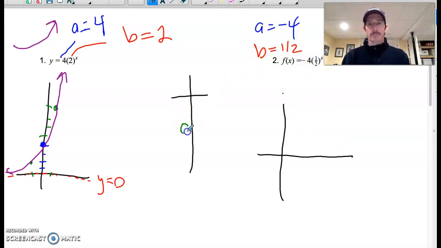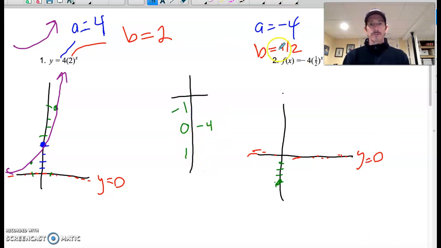So if I were to start by putting a 0 in right here, anything to the 0 is 1. So my initial y-intercept would be at -4. There's no transformations happening here, so I know I have a horizontal asymptote right here. It's the worst horizontal asymptote I've ever drawn at y = 0. And now I'm just going to pick some other points, and I'm going to try -1 and 1.